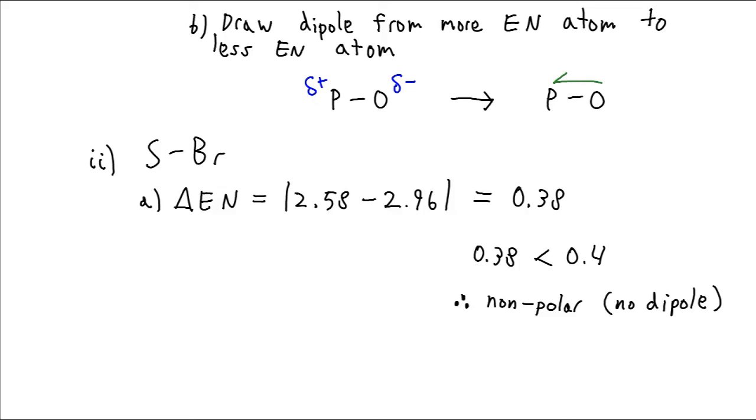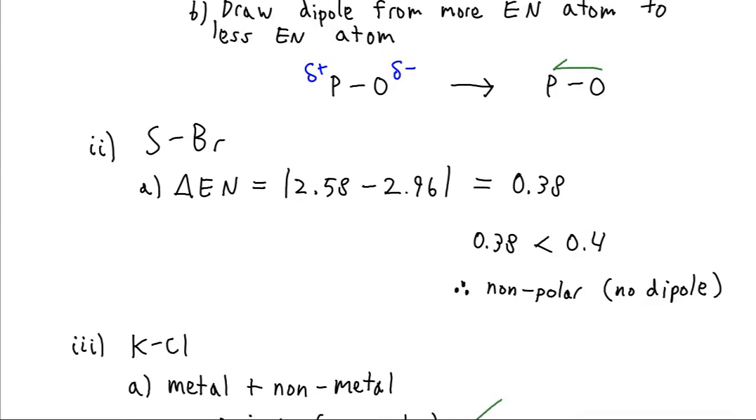Now for our sulfur and our bromine, take the electronegativity difference, we get 0.38. That's less than our cutoff that we chose of 0.4 between covalent and polar covalent. So this is going to be a nonpolar bond, and we're not going to assign it a dipole. We're going to say that there's no motion of charge between these two atoms.